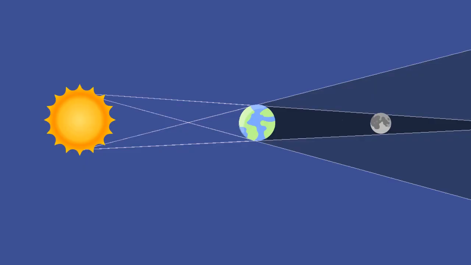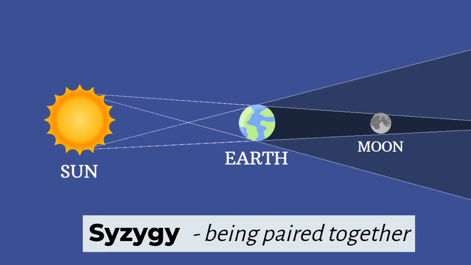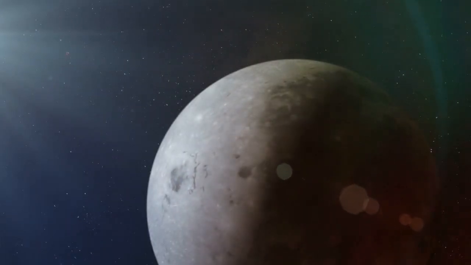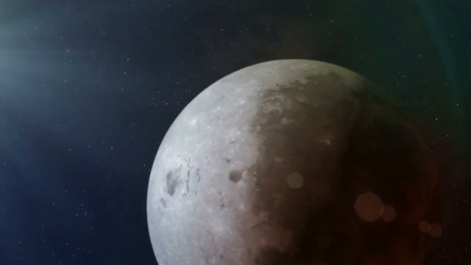A total lunar eclipse occurs when the Sun, Earth, and Moon are in line. The astronomical term for this type of alignment is syzygy. It comes from the Greek word for being paired together. The Moon itself has no light, but it shines because its surface reflects the light of the Sun.